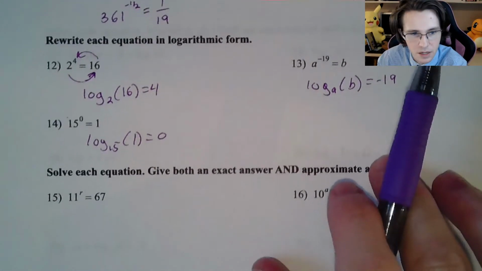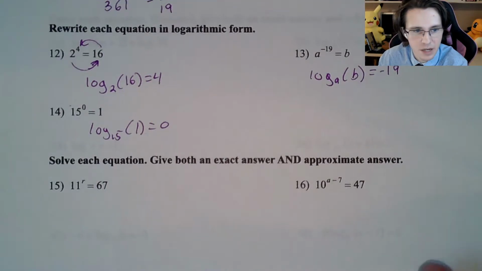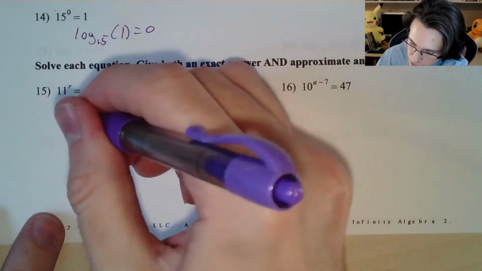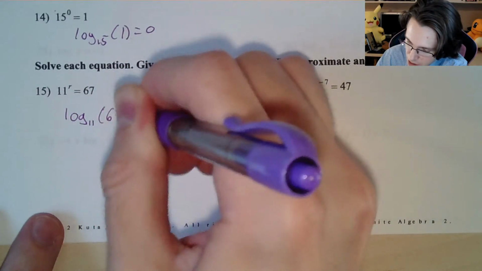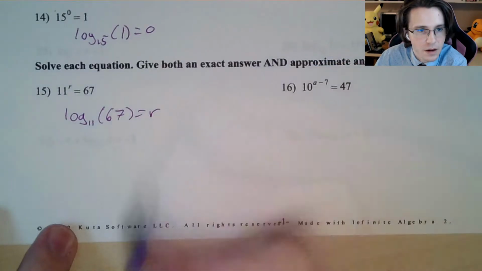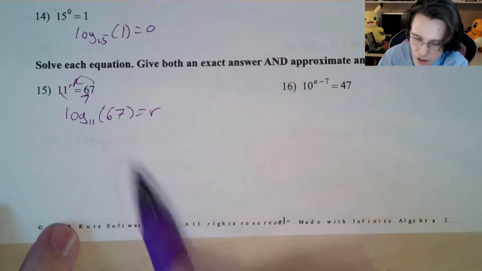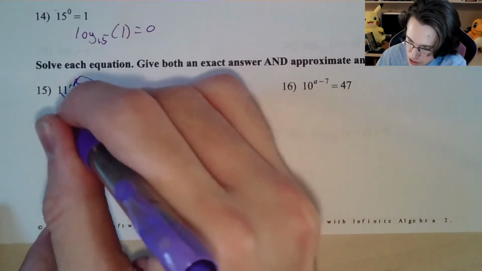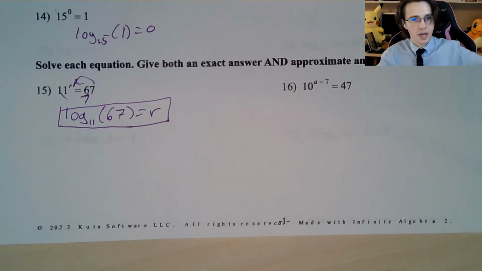Very common idea. So solve each equation, give both an exact answer and an approximate answer. Now we actually have to solve equations. We're trying to get that r alone, so we're going to use our log loop first. So we have log base 11 of 67 equals r. Just a cute little thing, 11, 67, r coming around like that. And this is actually our exact answer. This is one of the answers that I'm looking for. The other answer is going to be plugging it into the calculator.